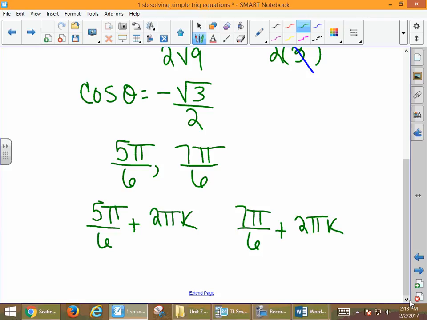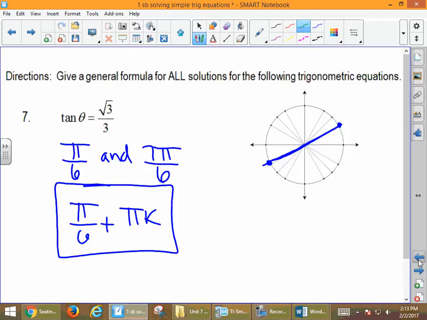Okay. And then 7 pi over 6, and 2 pi k. Just to distinguish one last time, do they form a diameter or do they not form a diameter? This one doesn't form a diameter, so we have to add the 2 pi k to each angle. If it does form a diameter, then we take the smaller of the angles to get the pi k.